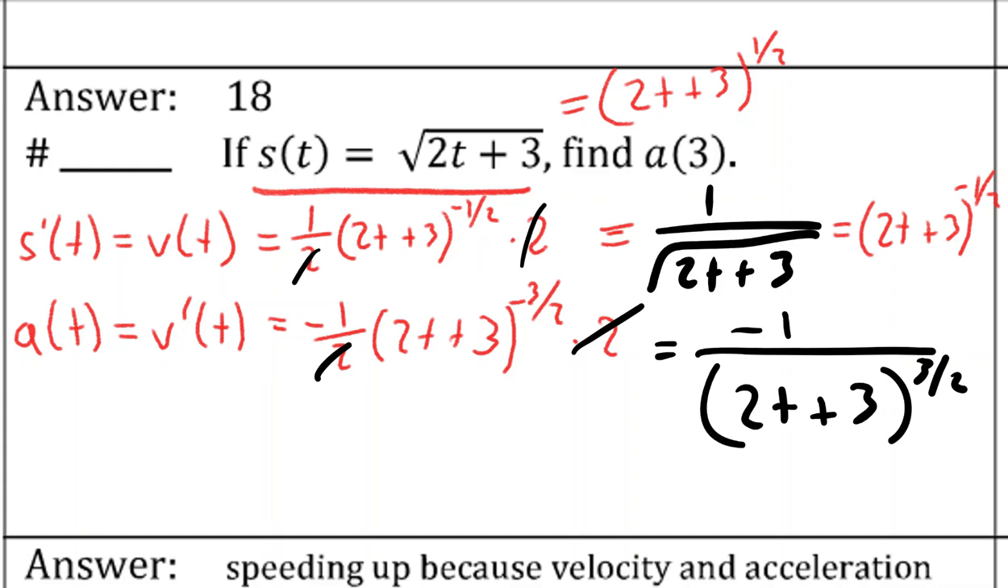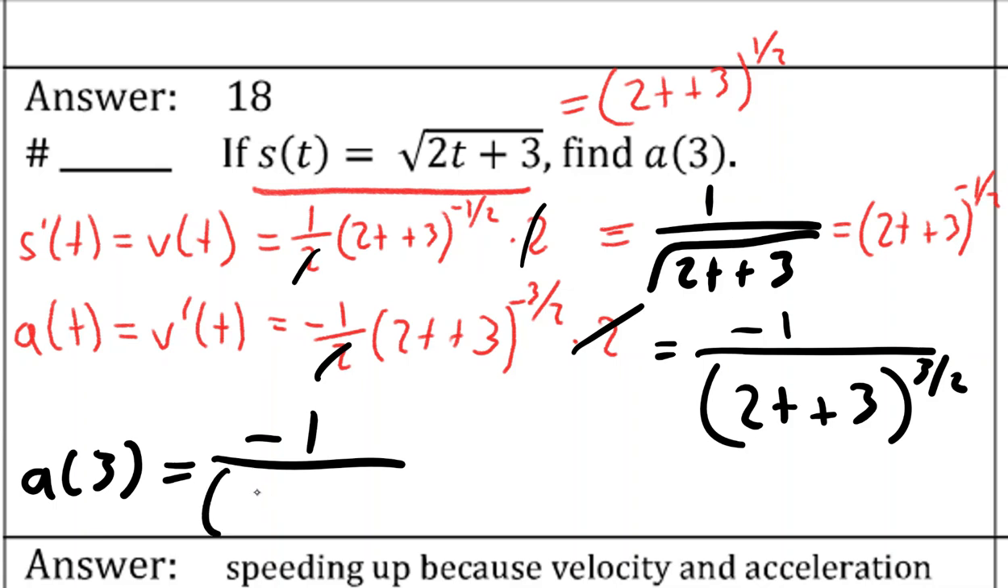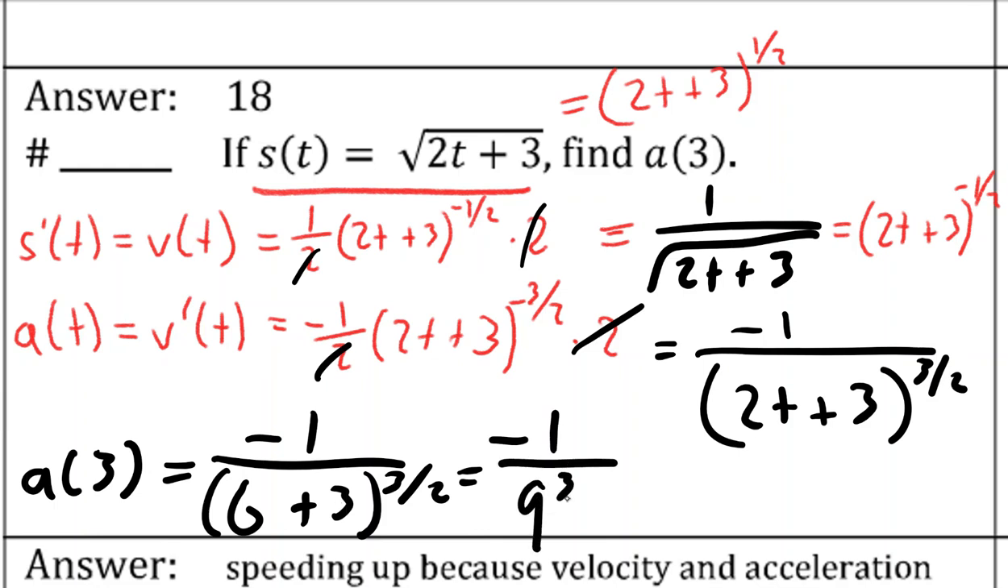So now a of 3 would just be plugging 3 into that. This should be the easiest part. So 6 plus 3 to the 3/2. So 9 to the 3/2.